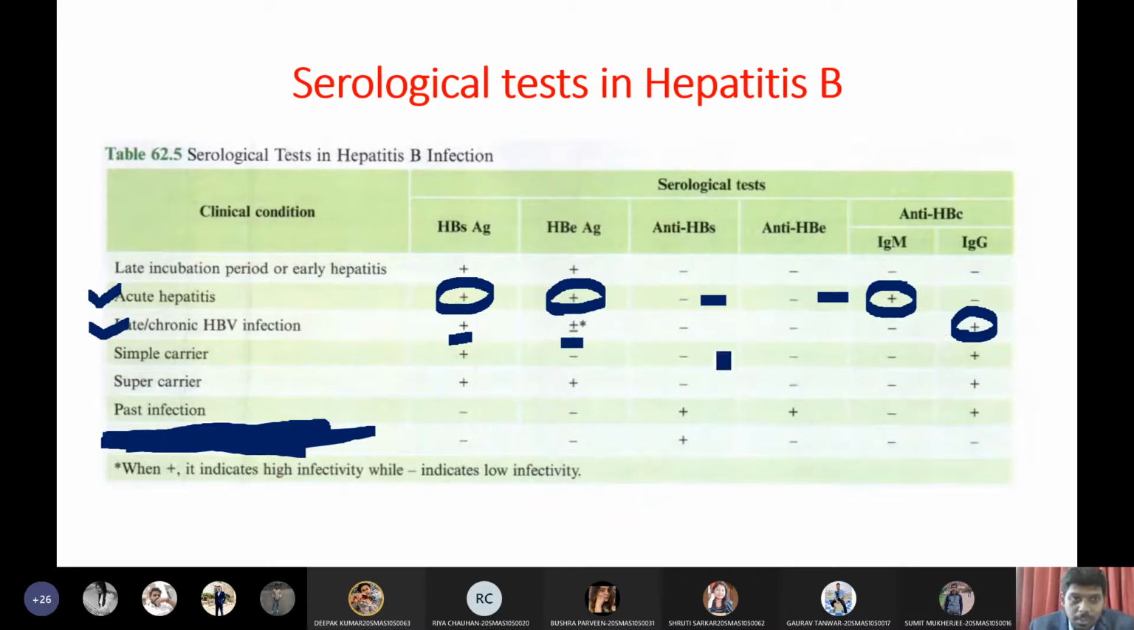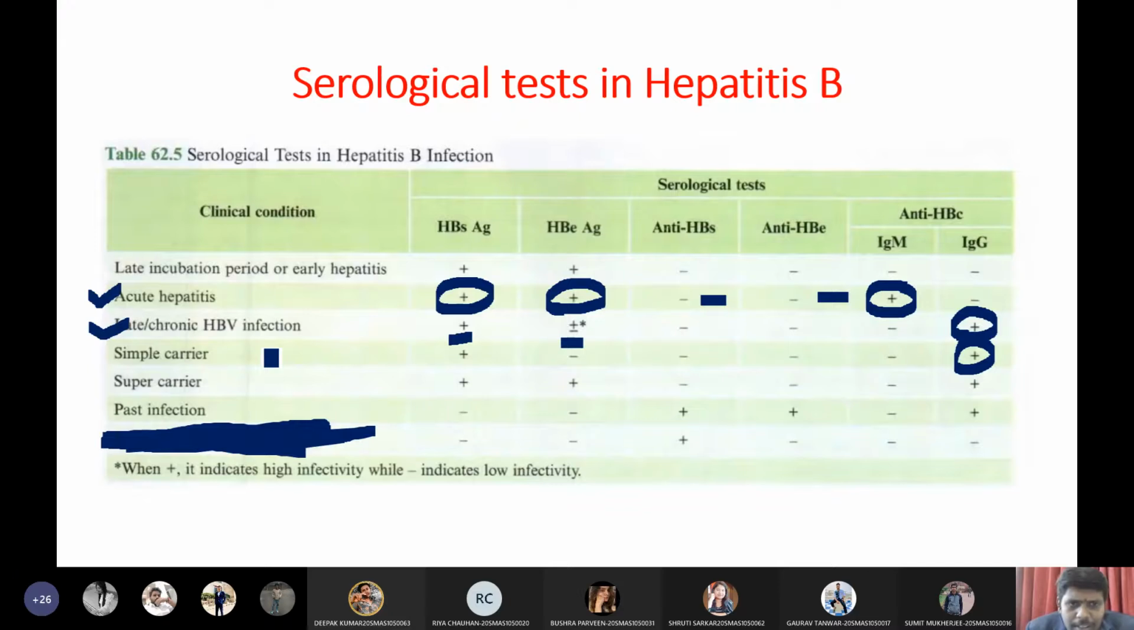Okay. So in late infection and chronic infection, patients will show both surface antigen and envelope antigen, but there is no surface antibodies. Both IgM and IgE type antibodies are not there. The reason is the immune system has collapsed. That's why his surface antibodies are not there. Okay. Then coming to the core antibodies, IgG type core antibodies are present in chronic infection. So this is the pattern of markers present in case of chronic infection.